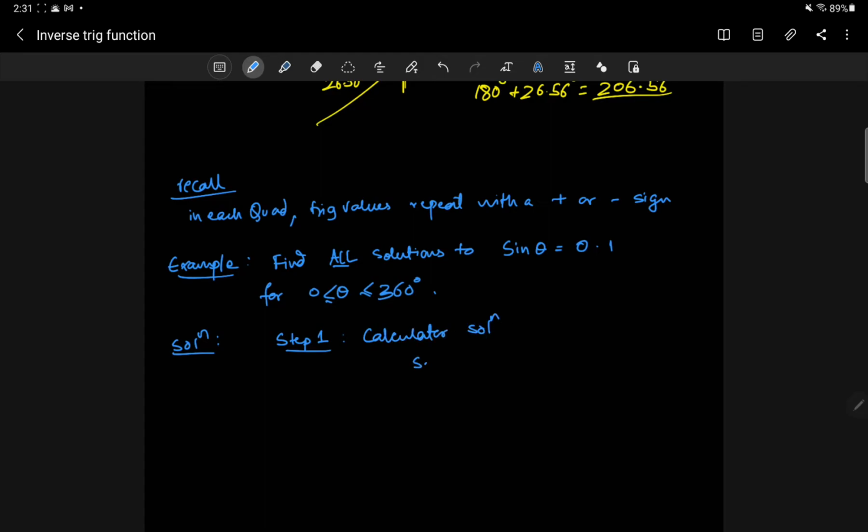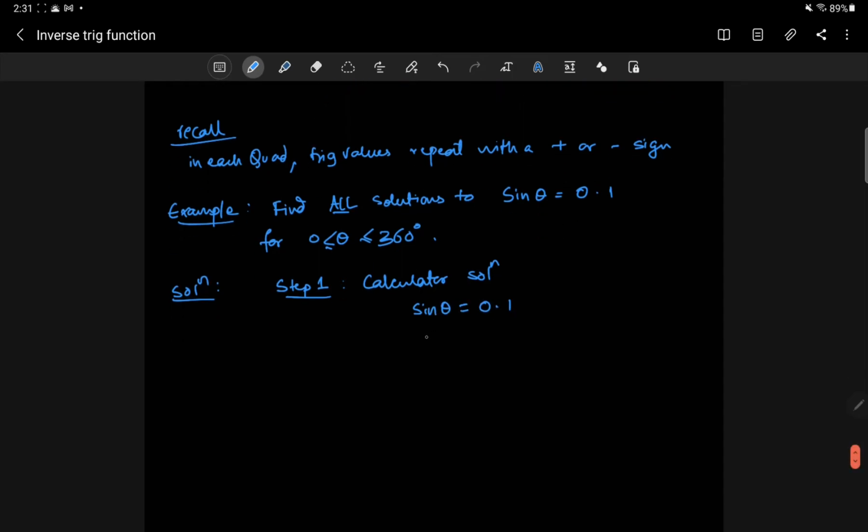So for calculator solution, we saw this in class today. If sine theta equals 0.1, then theta is sine inverse of 0.1. Then making sure it's in the correct mode. In my case, it is in degrees. This comes out to 5.74 degrees, which I identify as being in quadrant 1.